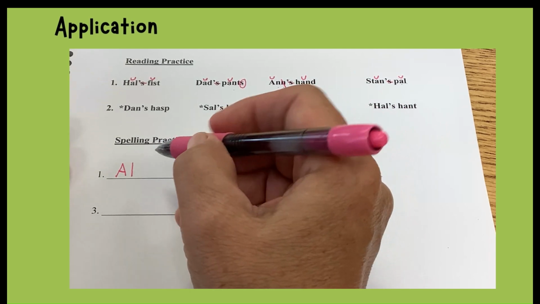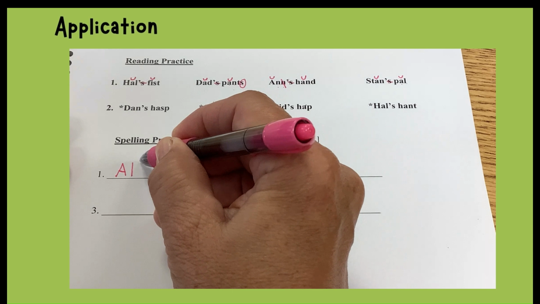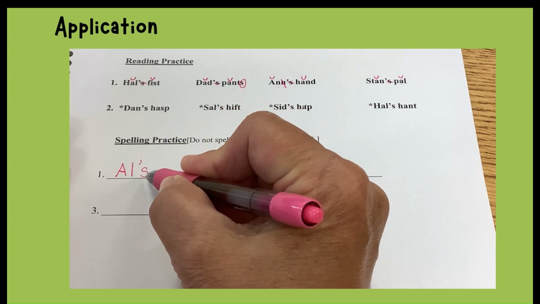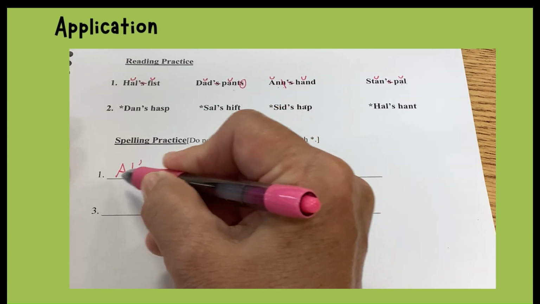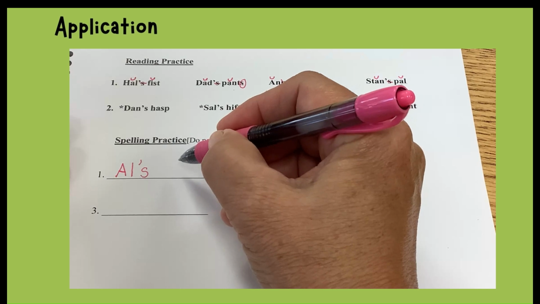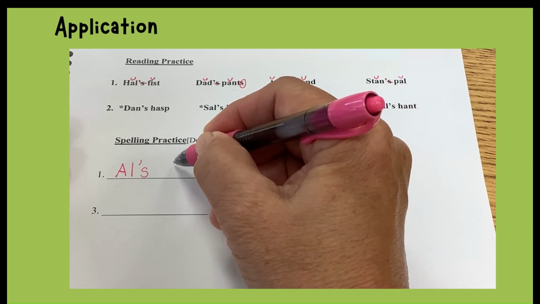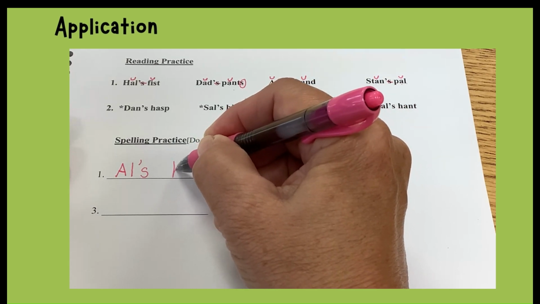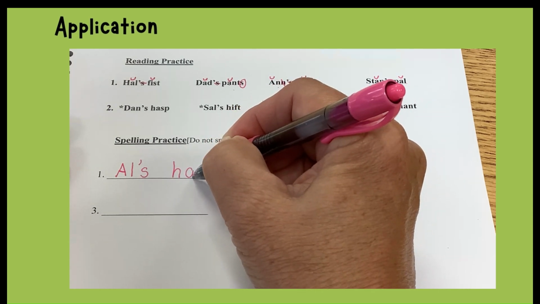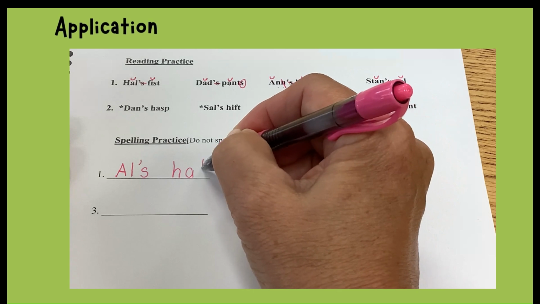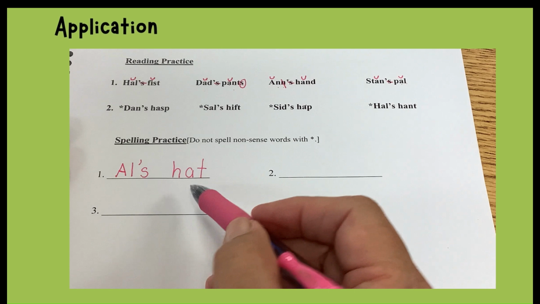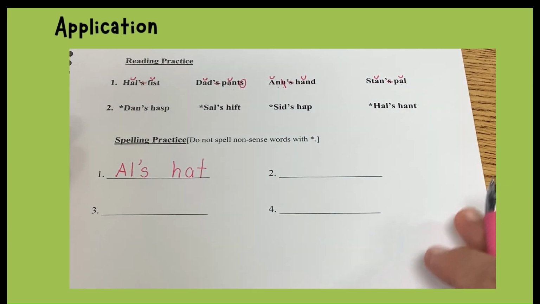Al is one person. He's singular, meaning one. So let's put our apostrophe S. Something here belongs to Al. And our last word we said with that Al's hat is hat. So it's a H. Good. It's an H. What's a A? A. T. Let's read that phrase. Al's hat.